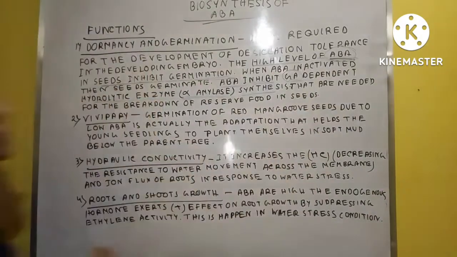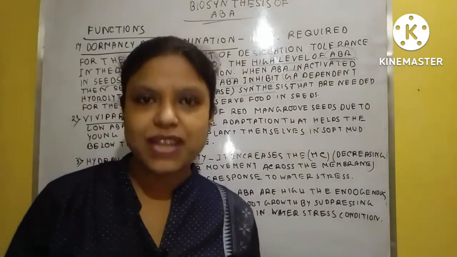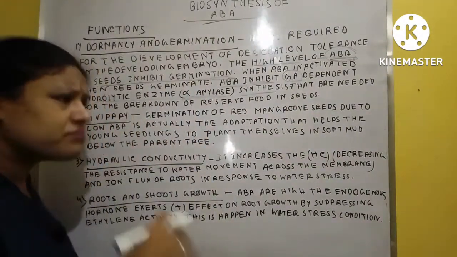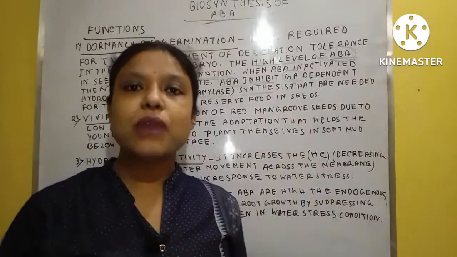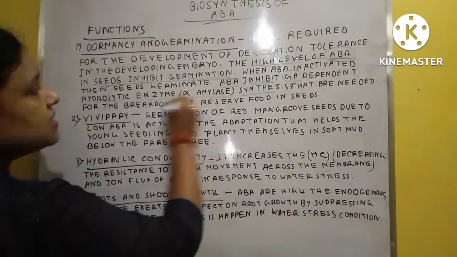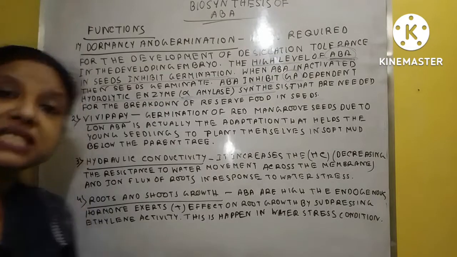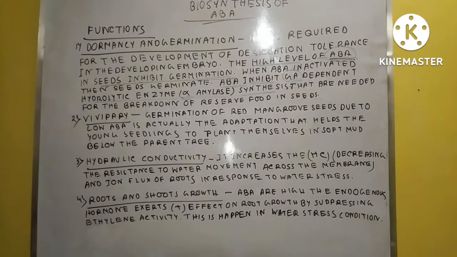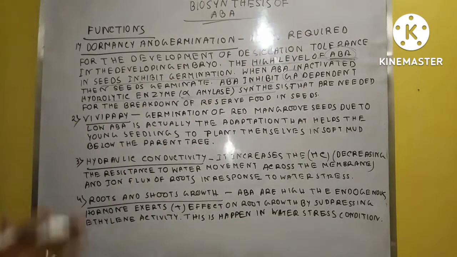It breaks the reserve food present in the seeds, which is very important for the embryo within the seed. When the seeds germinate, the embryo gets its food due to the synthesis of alpha amylase, obtaining the stored or reserve food from the seeds. So this is totally stopped by the ABA level.